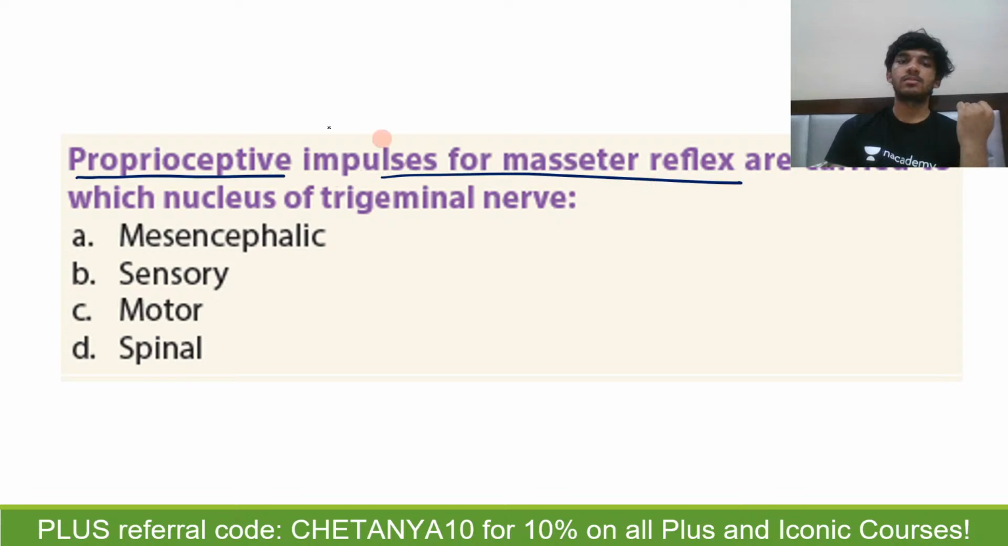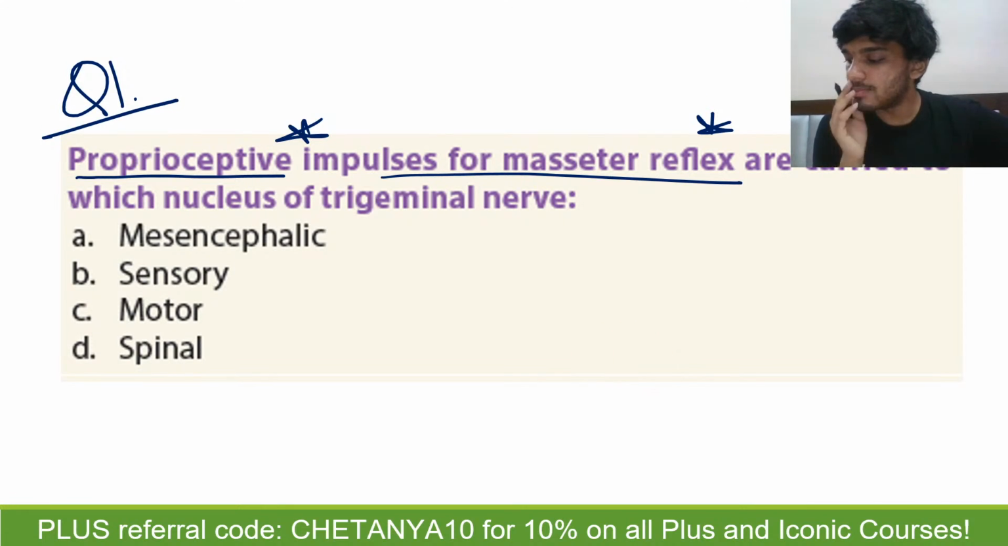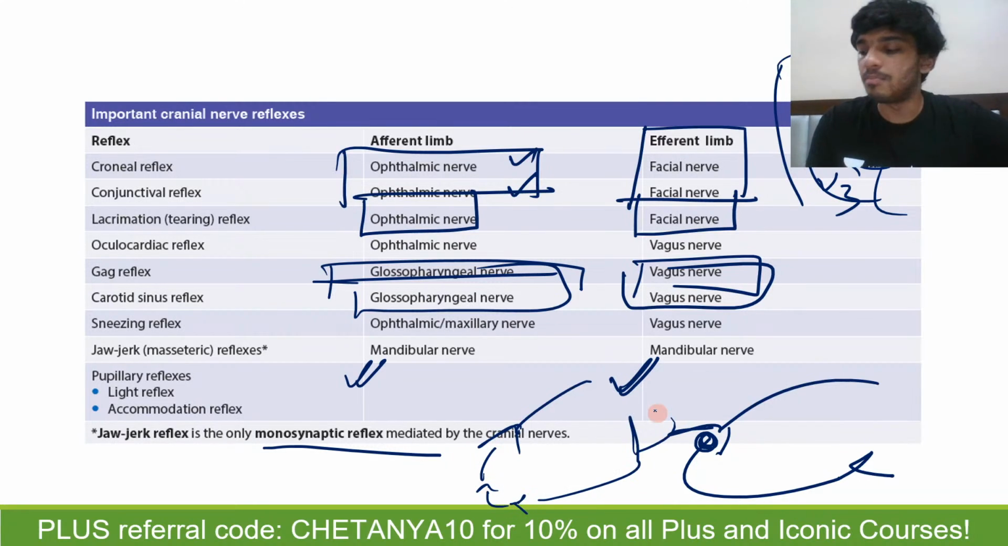Proprioceptive impulses. Okay, so question number one from all these reflexes. Proprioceptive impulses for the masseter reflex are carried to... Others are polysynaptic, not necessarily. So there is only one synapse. There are two neurons and one synapse. So this is monosynaptic. Others are polysynaptic. They will have a lot of these interneurons in between, and then they will come back.